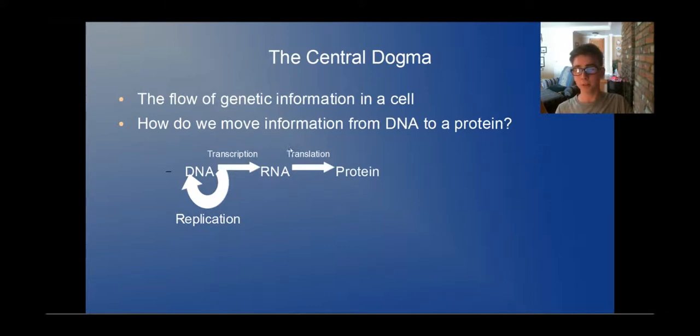And so, DNA, RNA, and protein all follow the central dogma, which is the flow of genetic information in a cell, and it's how information moves from DNA to a protein. So DNA goes through transcription and also replication back into its own DNA, but when it goes through transcription, it becomes RNA, which then translates into a protein.